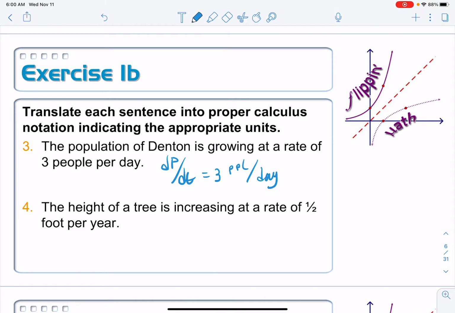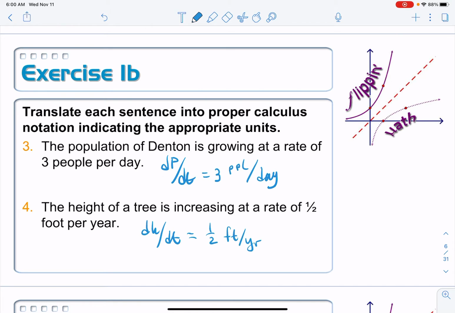All right, so your variables might be a little bit different. Maybe you said people was just p. Maybe you wrote out people. Who cares? All right, number 4. The height of a tree is increasing at a rate of a half a foot per day. Height, in geometry, we use it as an h. So dh/dt. Increasing is a positive number. We get a half, and then our units are feet per year.